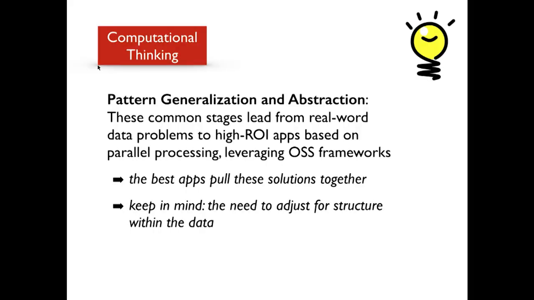In terms of computational thinking, there's an issue of pattern generalization and abstraction here. These different stages lead you from real-world data problems down to high return on investment apps, leveraging parallel processing, leveraging open source frameworks. The best apps out there will pull together these different areas, graph and matrix and functional programming, etc. But keep in mind that there's the need to adjust the structure within the data. That's why, at the end of the day, we're leveraging all this math: how do we get those knobs and tune them? That's what we're doing in business when we take advantage of the math.